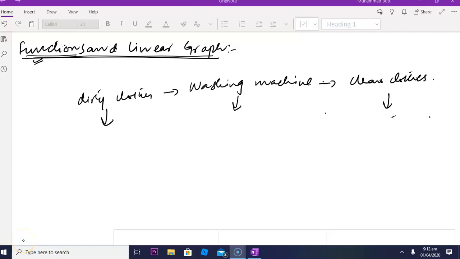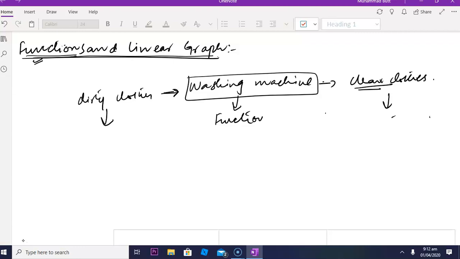Today we'll study a new topic, functions and linear graph. In order to understand the function, let's take an example of a washing machine. We put dirty clothes in the washing machine and we get clean clothes. The function of the washing machine is to clean the clothes, to wash the clothes.